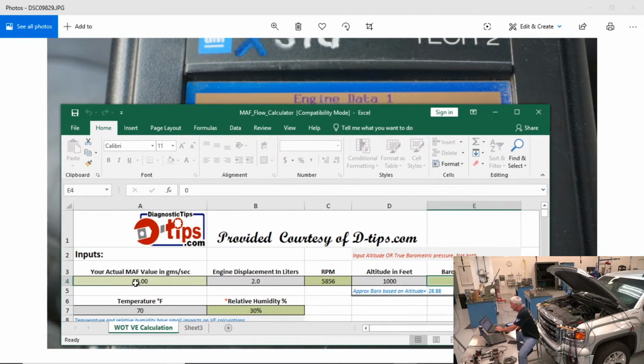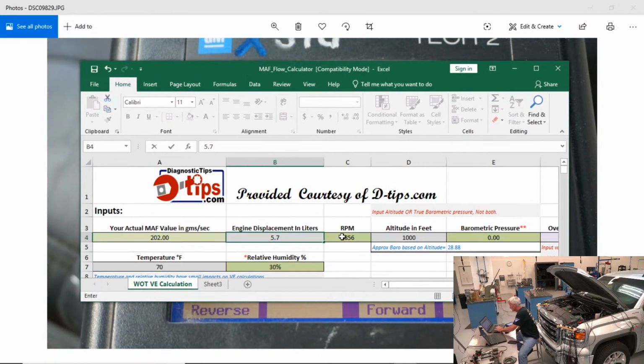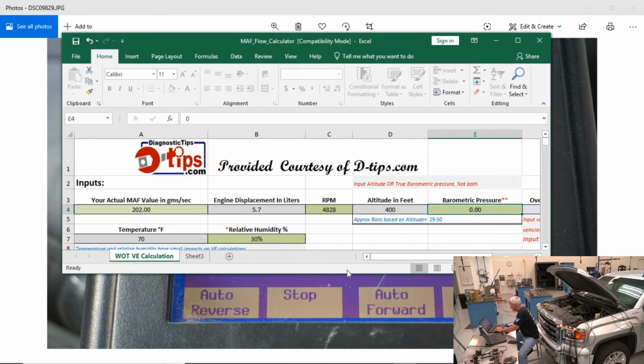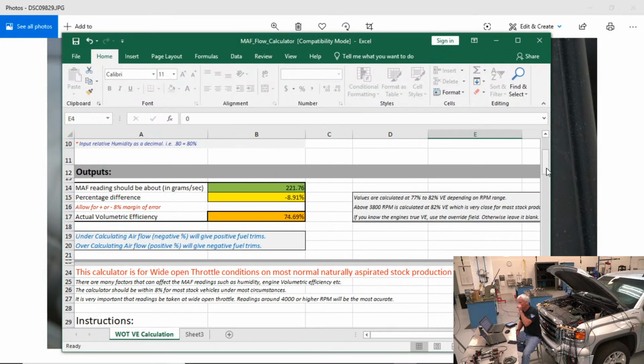If I enter those numbers in there, you can see right here I've got roughly 202 grams of airflow per second. My engine's 5.7 liter. The RPM when I was getting that high MAF reading was 4828. My altitude is not 1,000 feet, it's 400. And at the bottom, it gives me the results of my VE calculation, and you can see right there it says I'm at roughly 75% VE.